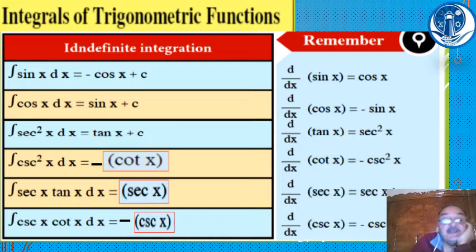Also here is a summary again. The integration of sine x equals negative cosine x. The derivative of sine is cosine, but the antiderivative of sine is negative cosine. Cosine x is sine x. Sec square is tan. Cosec square is negative cotan. Sec tan is sec x. Cosec cotan is negative cosec x.